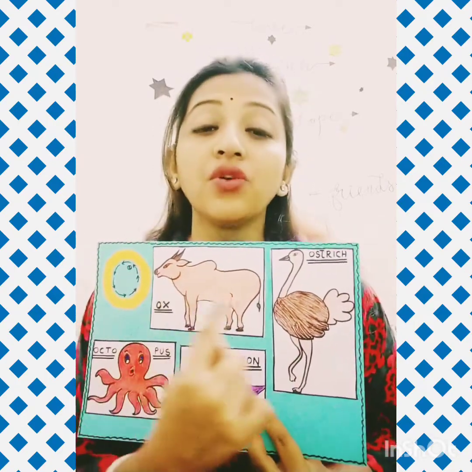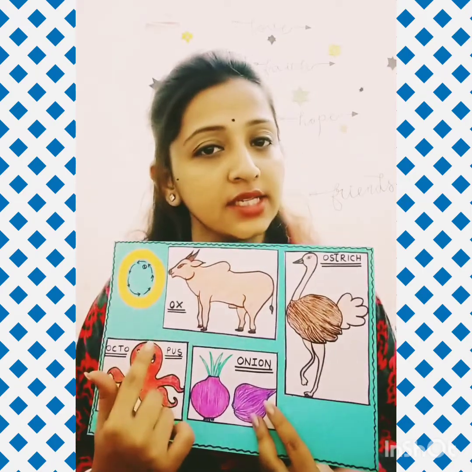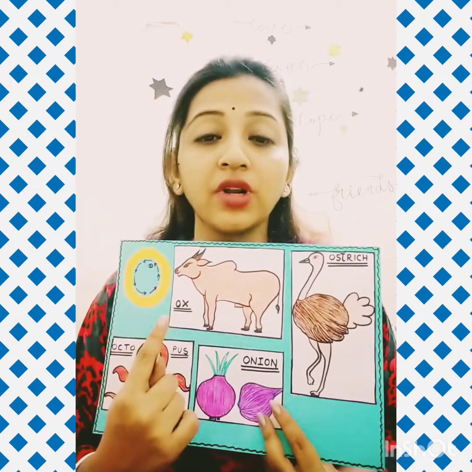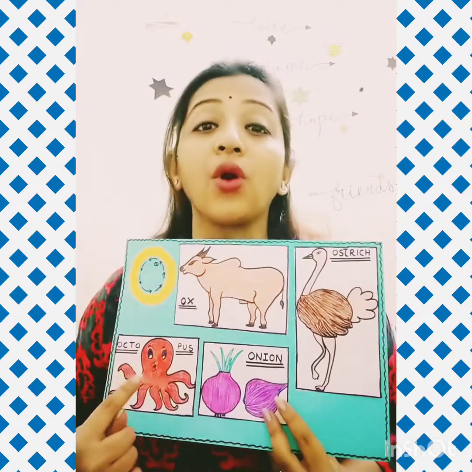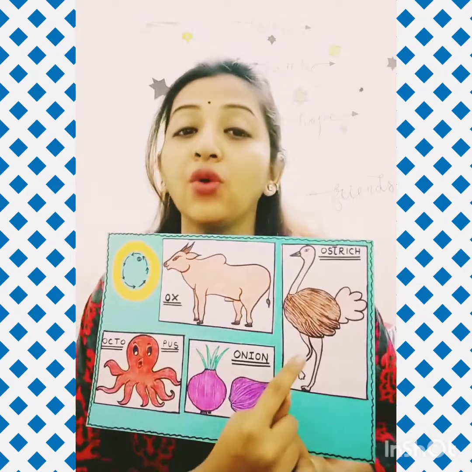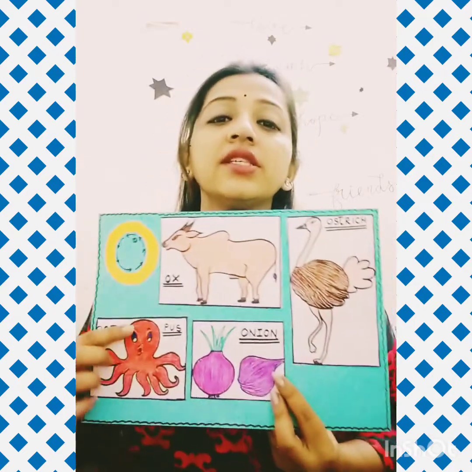Okay, kids, so we have some animals and some things which start from letter O. Let's revise one more time. O for ox. O for octopus. O for onion. And O for ostrich. So these are some animals and objects which start from letter O.